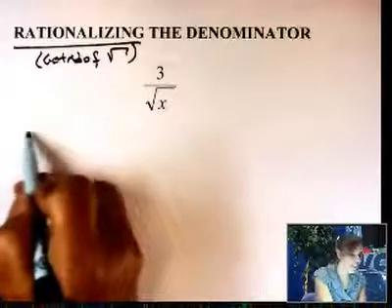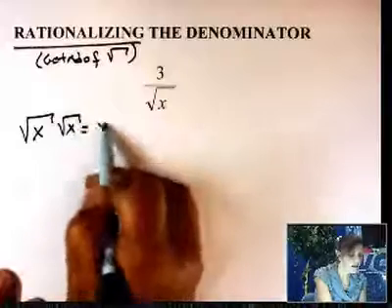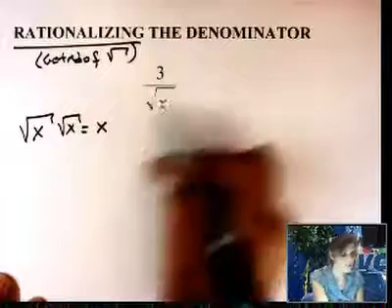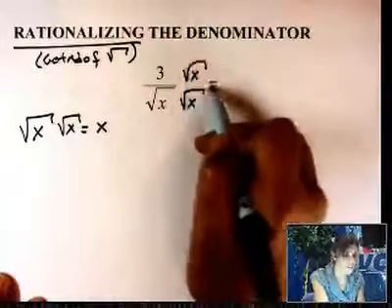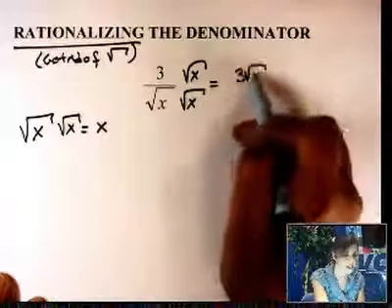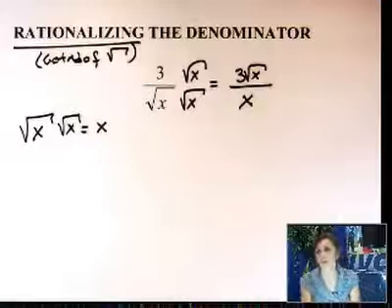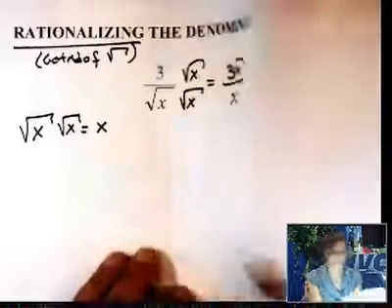Now, I know that this thing is going to give me x. I know that, and so to get rid of that, I can multiply top and bottom by radical x. Look what you're going to get. You're going to get a 3 radical x, and this will give me x. And guess what happened? I just got rid of the radical in the denominator. That's a good thing. That's what I wanted.